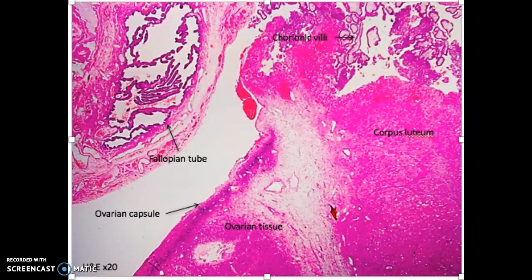In this picture here, this is the fallopian tube, and this shows the ovarian capsule and the chorionic villi and the corpus luteum within the ovarian tissue. And as you can see, the chorionic villi is within the ovarian tissue and involving the corpus luteum.